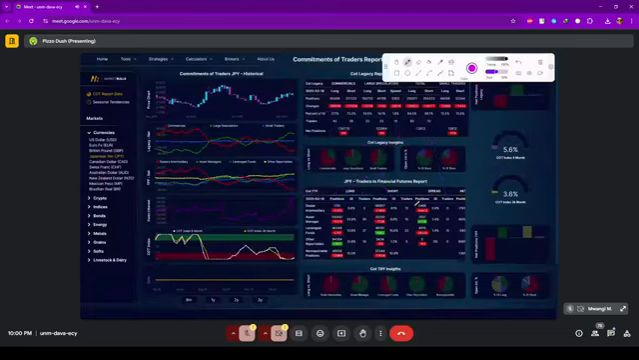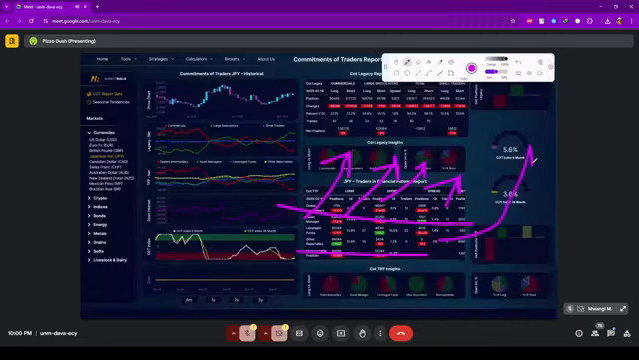Ama acha tufanye example na GBP. Upate they are heavily long on GBP, like wana buy GBP. Na ukienda kwa charts upate GBP JPY is going up. That's a very, very good confirmation to go buy with them. So it's poa kuwafuata hivyo.